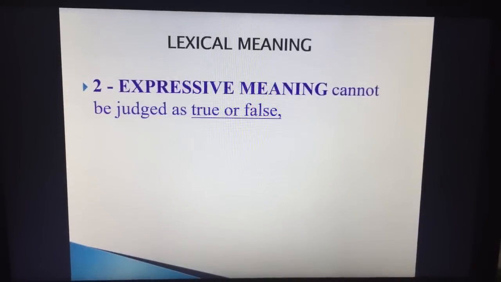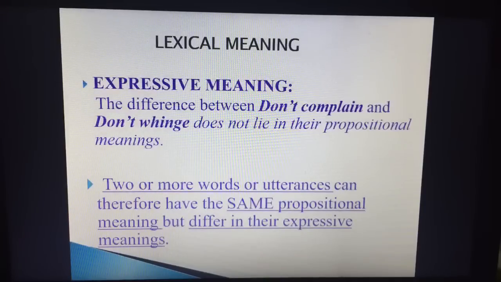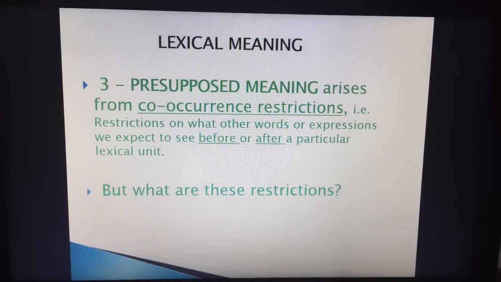And also the next meaning, which is lexical meaning related, is expressive meaning, which cannot be judged as true or false the way propositional meaning is. Here you've also got the attitude and the feelings of the speaker, which are reflected in the choice of words they are using. So, for example, they can use the word complain or whinge. Whinge may be informal, whereas complain is more formal. They both have the same propositional meaning, but they differ in their expressive meaning, in the attitude or the feeling.